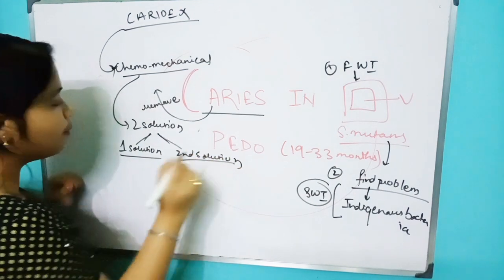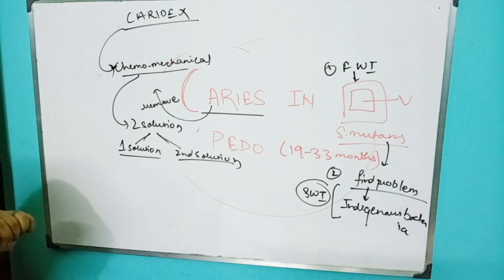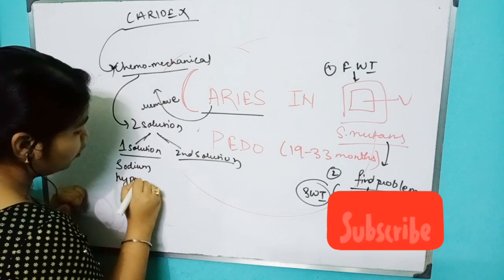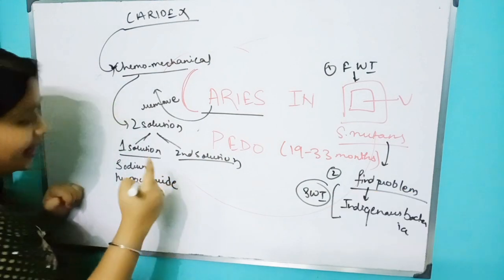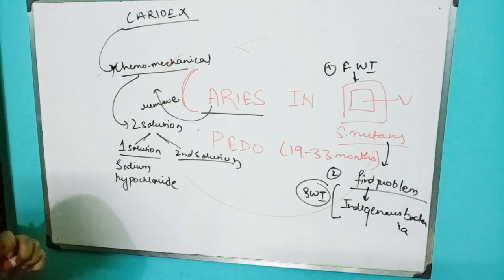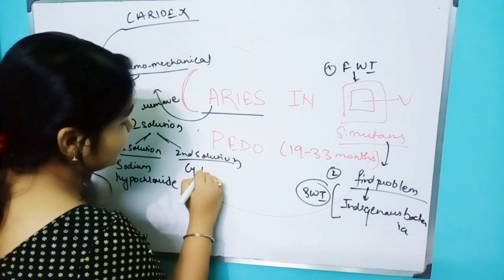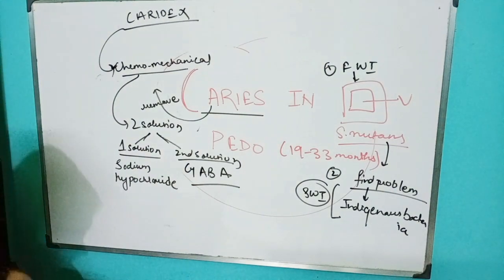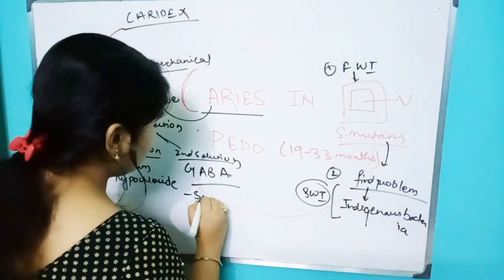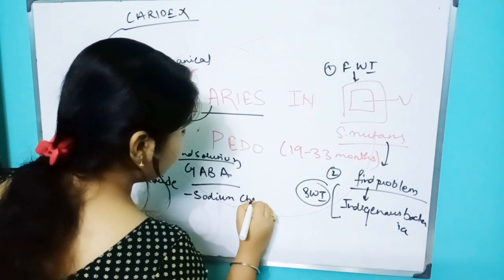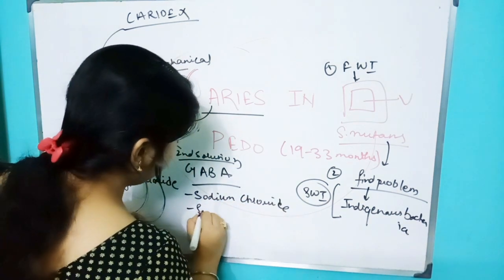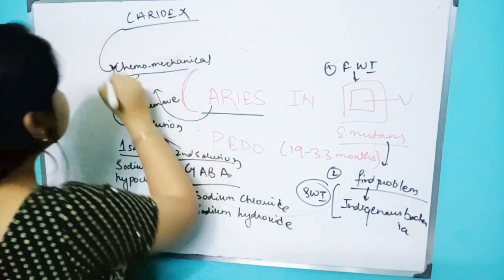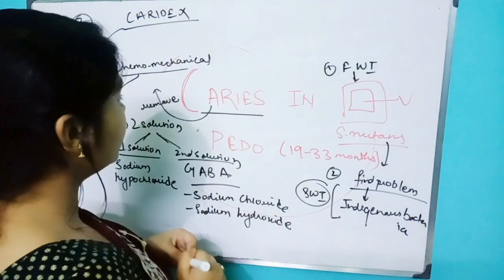Okay, this both comes in a pack. So the first solution is your sodium hypochlorite. And the second solution is your glycine aminobutyric acid. Okay, so this is your second solution plus your sodium chloride and sodium hydroxide. So this is the third point we have learned in this topic.